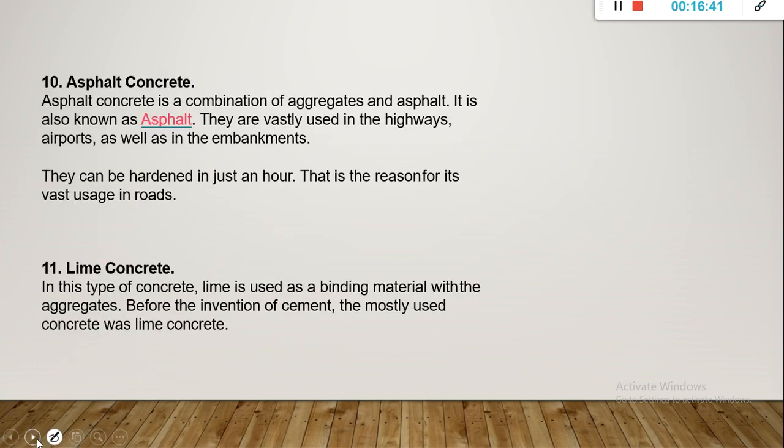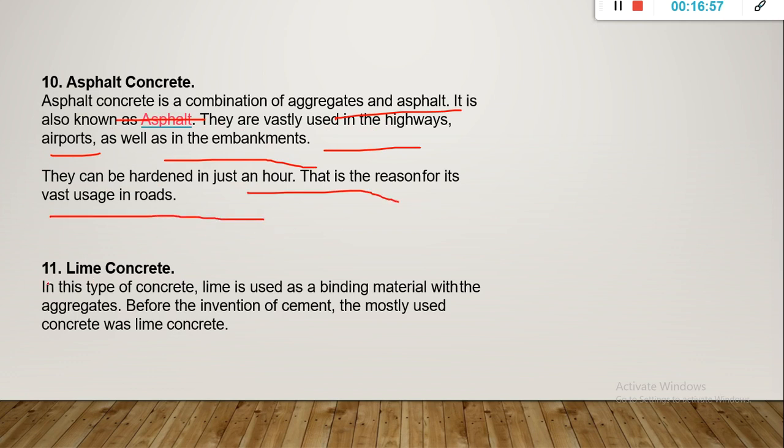So coming to the next slide, asphalt concrete. Asphalt concrete is a combination of aggregate and asphalt, and it is also known as asphalt. It is vastly used in highways, airports as well as embankments. It can be hardened in just an hour. That's the reason for its vast use on roads. Then lime concrete. In this type of concrete, lime is used as a binding material.